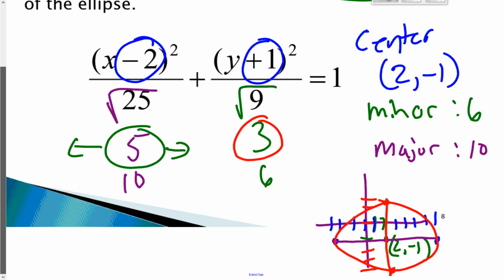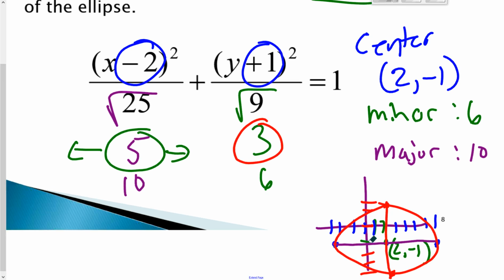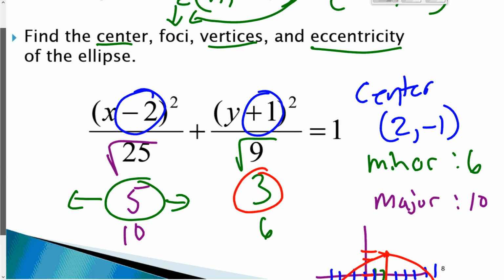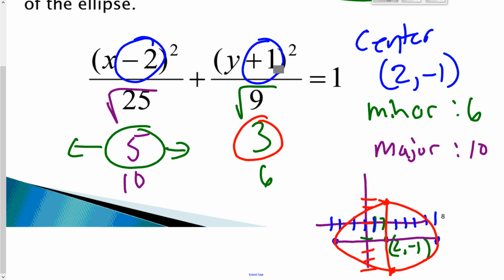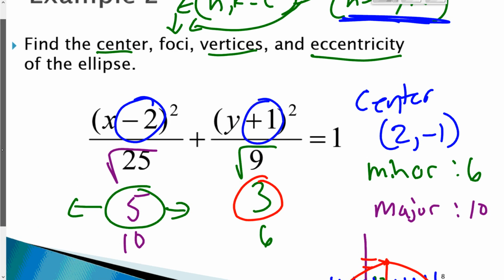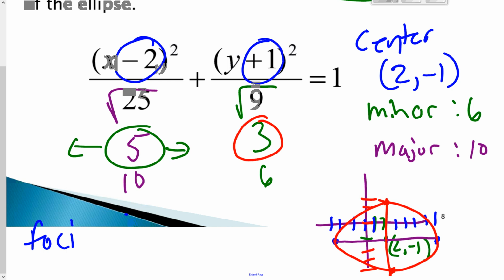For the foci, since this is horizontal, the major axis is horizontal, so that means my foci are going to be somewhere around here on that purple line. All that's going to be changing, notice on this line my y values would be at -1, so the y values are not going to be changed. So I'll be using this one where my y values do not change, because it is horizontal, larger denominators underneath the x, so I'm only going to change my x value for my foci. So foci is going to be my h plus or minus my c, comma my k.